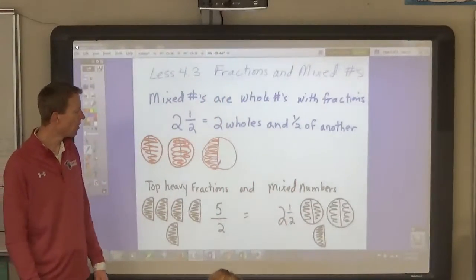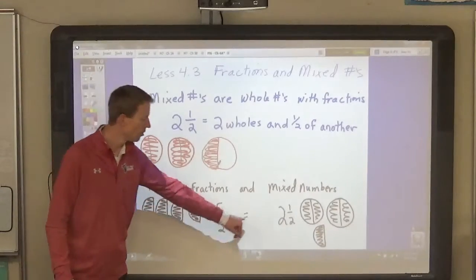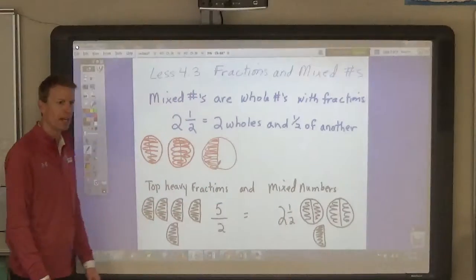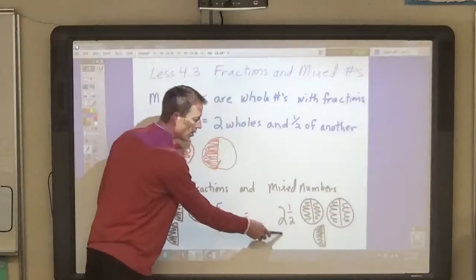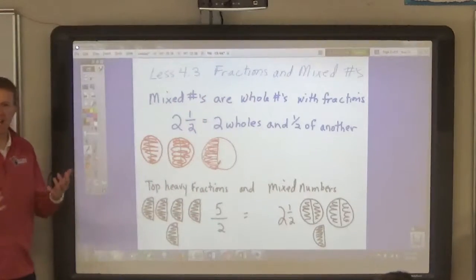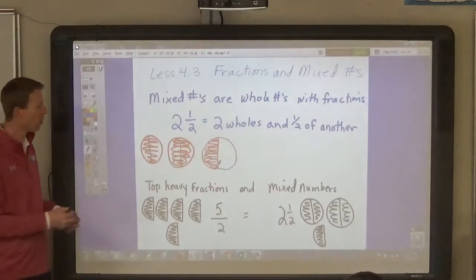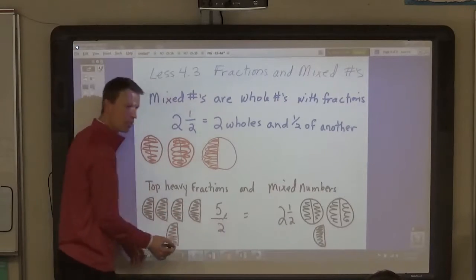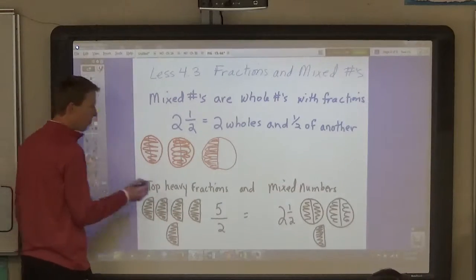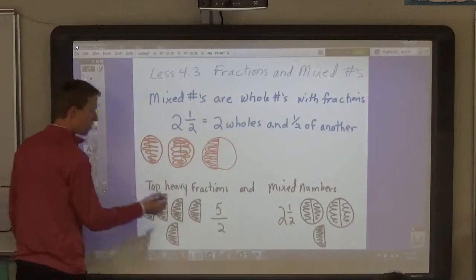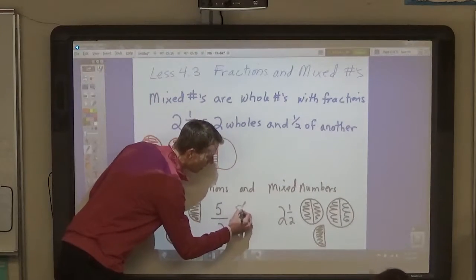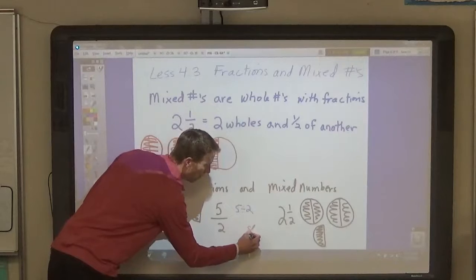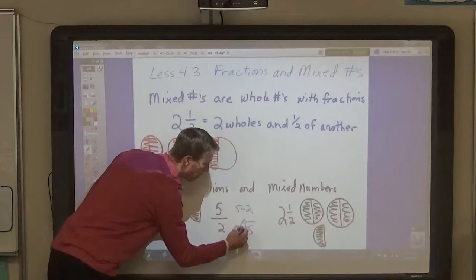Okay? And so what we're going to talk about is how do you get from this to this? How do you get from 5 halves to 2 and a half? By doing some figuring. Or if you are starting with 2 and a half, how many halves do you have? So what you do is this. If you're given that you have 5 halves, to figure out what the mixed number is, you do 5 divided by 2, or like this, 5 goes on the inside, 5 divided by 2.